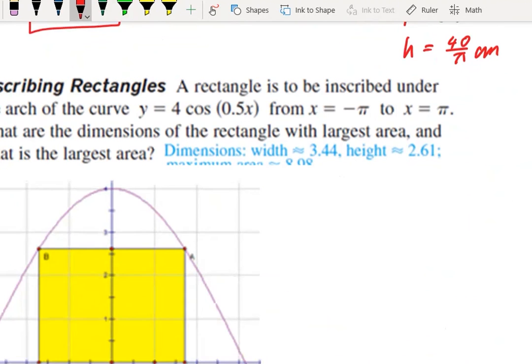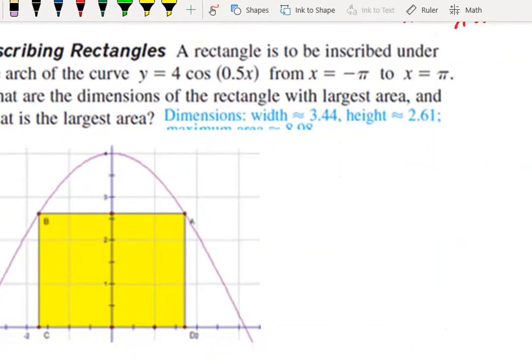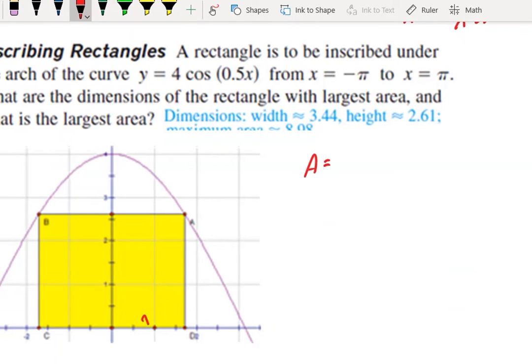Okay, let's move on. Inscribing a triangle. This is a calculator problem, but we'll do the setup and then we'll just rely on the calculator. Okay. Now, area in this case, I'm going to call this x and this y, so that this coordinate right there is xy. You know what I'm saying? So I have 2xy, right?